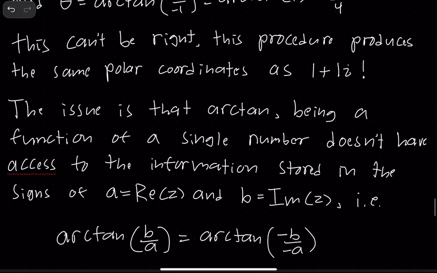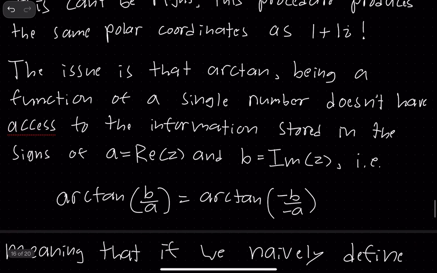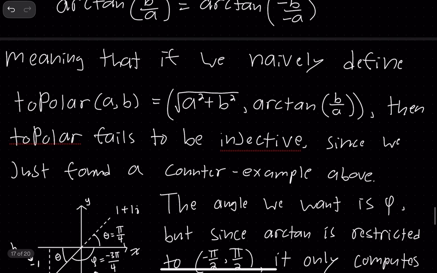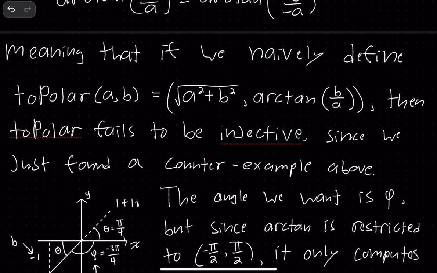And the issue is that arctangent is a function of a single number. So it doesn't have access to the information stored in the signs of a and b, because what you pass into arctangent is b over a, which is equivalent to negative b over negative a. So that's why it doesn't have access to that sign information. It just takes in a single real number. So if we naively define this function to polar with the classic arctangent, then the function is going to fail to be injective, right? We just found a counterexample.